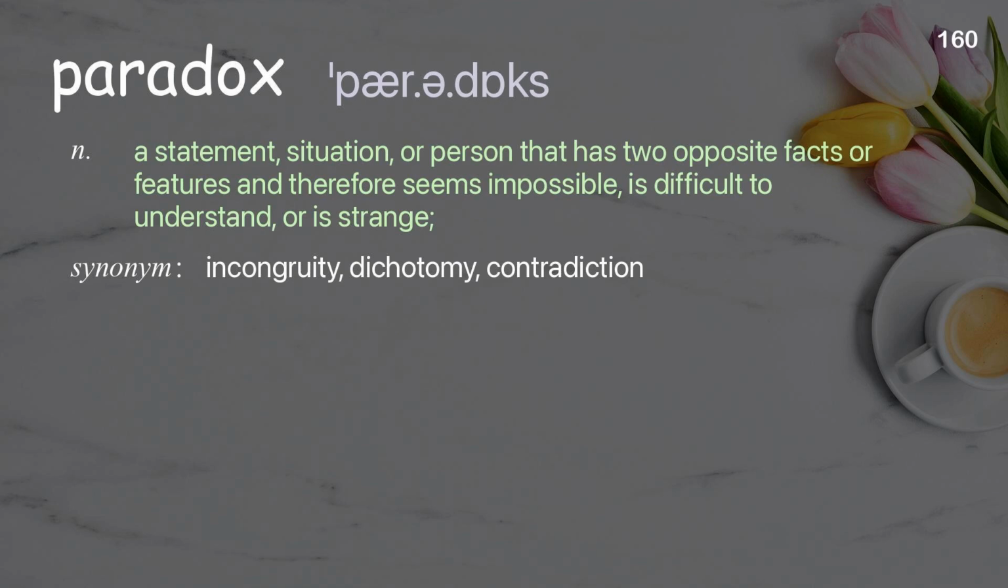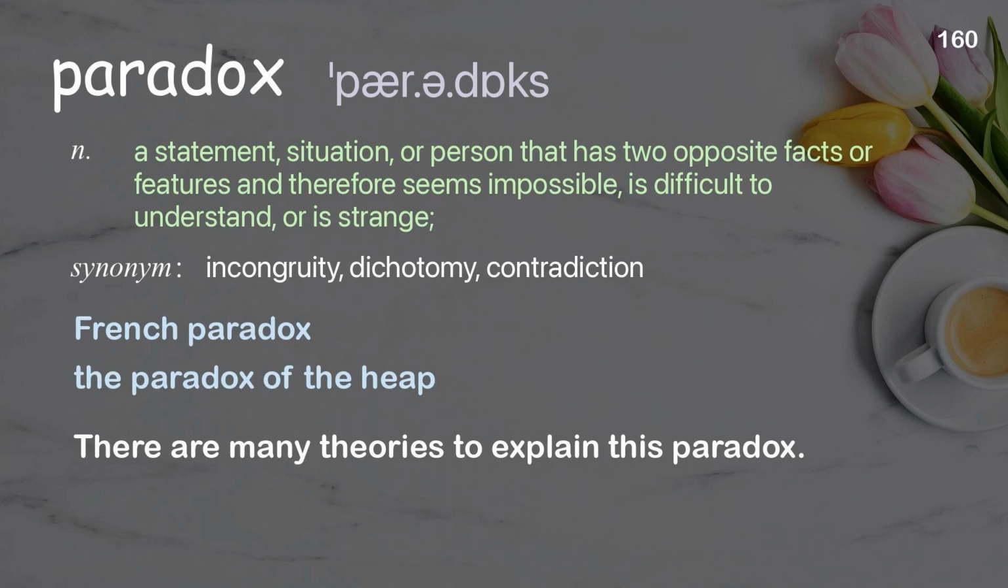Paradox. A statement, situation, or person that has two opposite facts or features and therefore seems impossible, is difficult to understand, or is strange. Examples: French paradox. The paradox of the heap. There are many theories to explain this paradox.